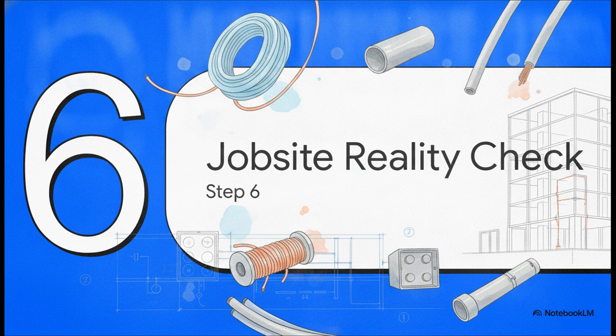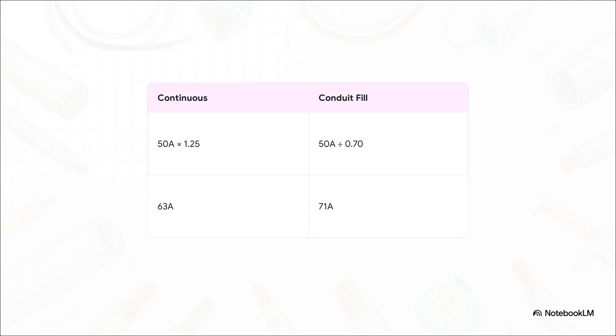Let's bring this all together in Section 6, Job Site Reality Check. Let's bring this theory into practice and walk through a realistic job site problem to prove this battle plan works flawlessly every single time. Imagine you're using THW copper conductors to supply a 50-amp continuous load with 75-degree terminals. But there are 7 current-carrying conductors in the conduit. Let's say 3 hots, 3 load-bearing neutrals, and we already know we aren't counting the ground. Let's run the isolated math. Step 1, continuous. 50 amps times 1.25 equals 63 amps.